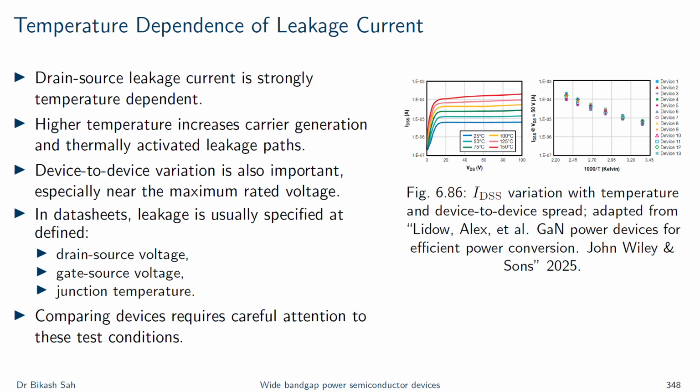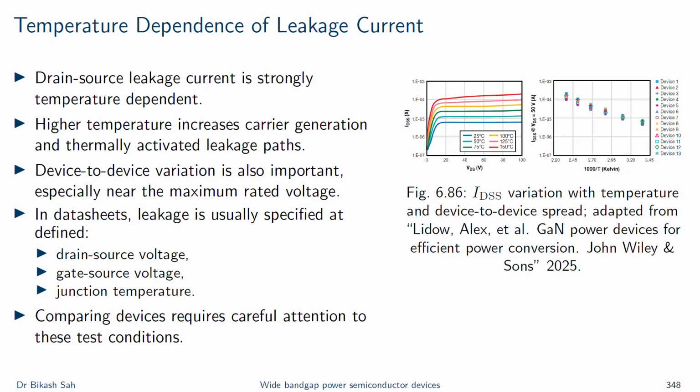Now, as I already mentioned, the data sheet gives you only the leakage current at 25 degrees Celsius, but in actual operation it's a very different story, and this is where you come to see the temperature dependence of the leakage. As the temperature increases, the carrier generation increases, and the trapped charge related conduction path may also become more active. This is what is being shown in this figure, both temperature dependence and device to device variation. The variation matters in a production system because a design must tolerate the worst case device, not only a typical curve.